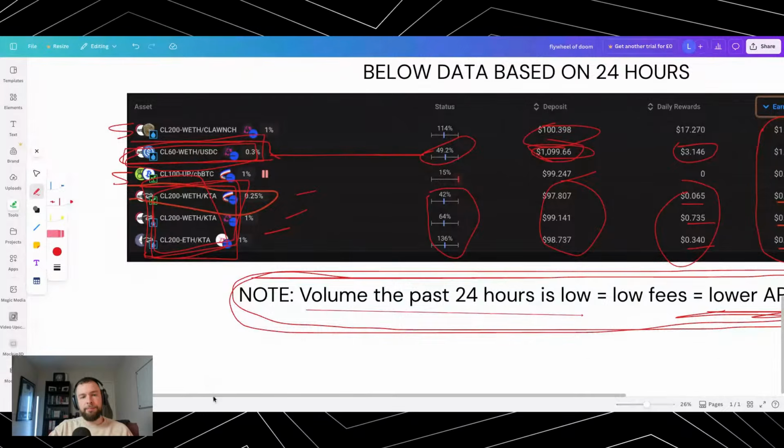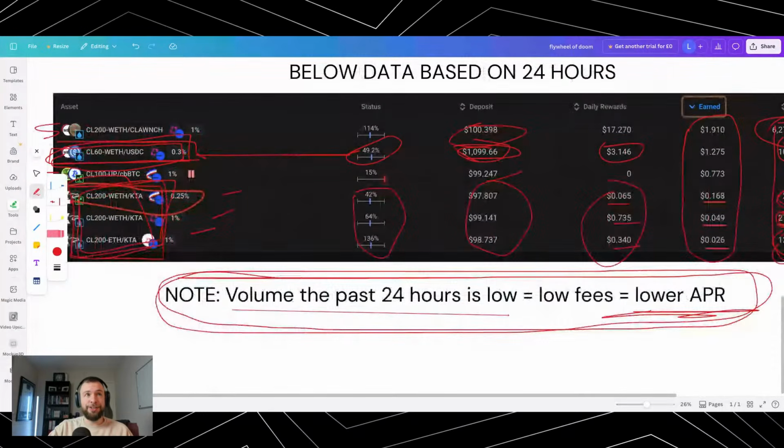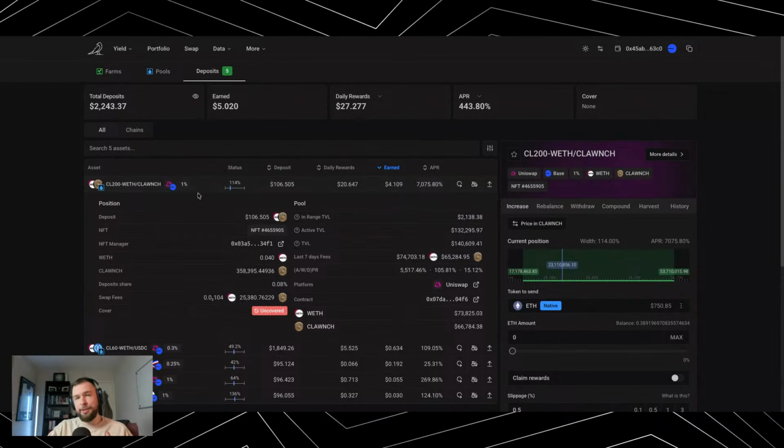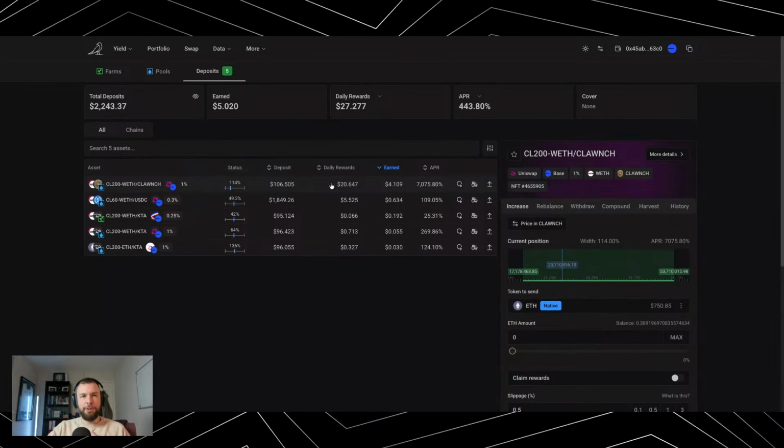So I'm selecting the best pool for me because it's the same assets. And the thing that you should not do is probably put money into a shitcoin pool like this. But I'm doing the experiment. I'm losing the money, so you don't have to. So we've got the $100 I put in there, which is now $106, and I've earned $4 since yesterday doing it.